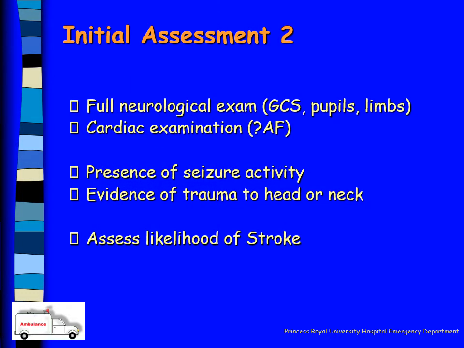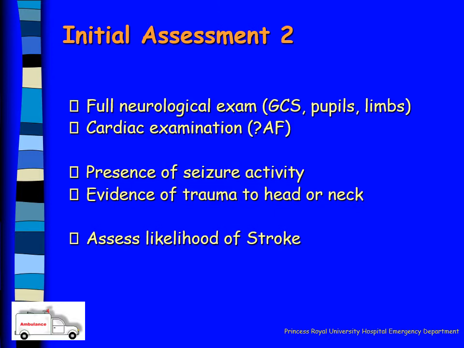When you're examining the patient, as I mentioned, you want to do a full neurological exam, which is obviously assessing their Glasgow Coma score, looking at the pupils, checking that they are equal and reactive, and doing a neuro exam on their limbs, so tone, power, reflexes, sensation, coordination. It's also important to do a cardiac exam because if the patient's in atrial fibrillation, that will raise your suspicion of an embolic cause of the stroke, and consider whether there's any seizure activity.